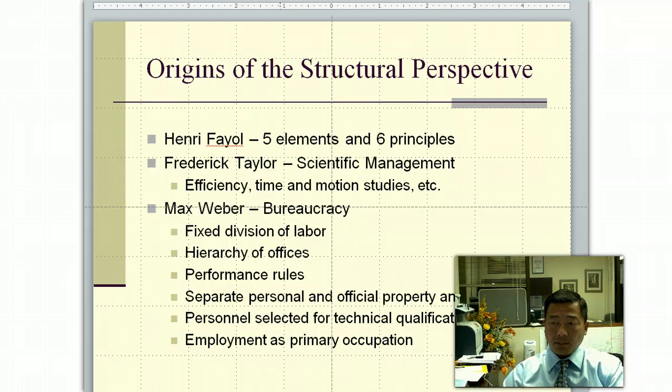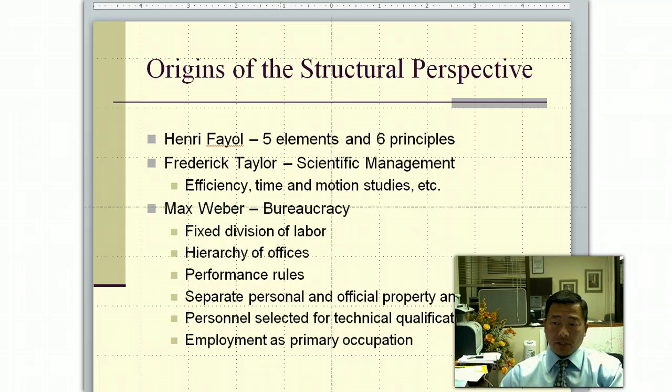The third theorist discussed in the book is Frederick Taylor, another engineer during the late 1800s. He is most well known for his theory of scientific management and is considered the father of scientific management. His theory is based on 4 tenets. First, there is only one best way to do every job, and this one way can be determined through what he calls a time and motion study.